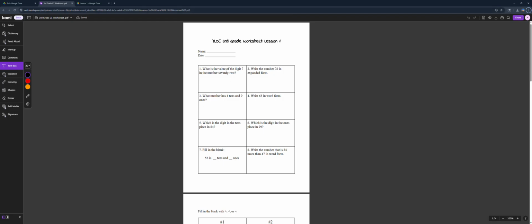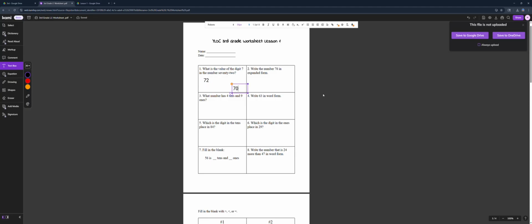For number 1, what is the value of the digit 7 in the number 72? So this is 72, and it's asking for the value of the 7 here. The value of the 7 in 72 would be just 70, because we don't need the 2 here. We're just looking for the value of the digit 7, so 70.